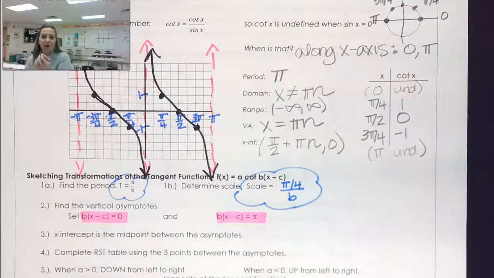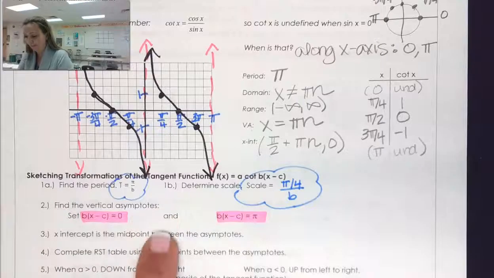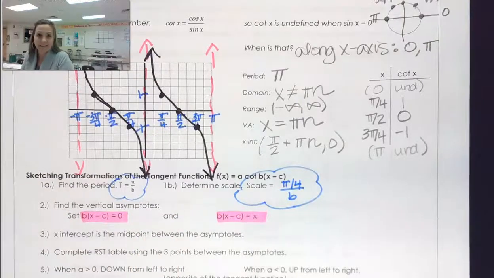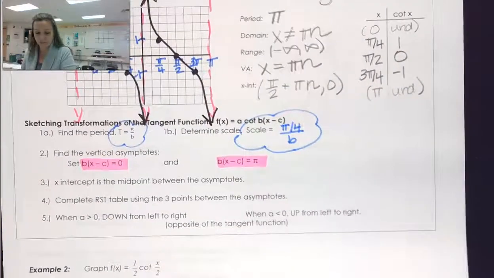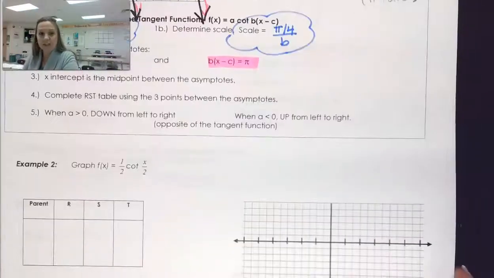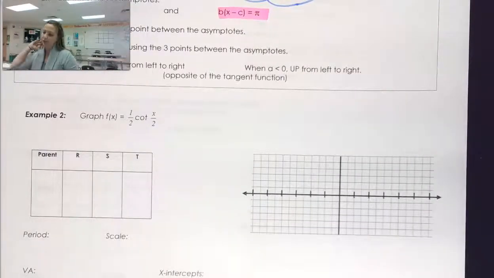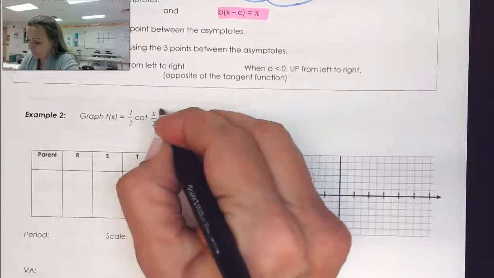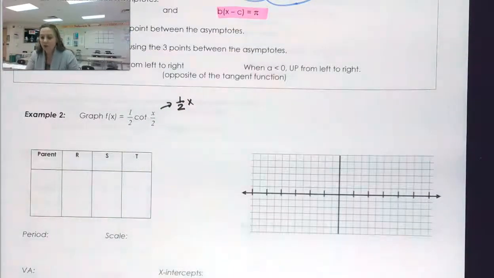We can complete the RST table, but notice that in a cotangent function, if a is positive, we go down from left to right, and when a is less than 0, it goes up from left to right. So that's opposite of the tangent function. So let's take a look and graph example 2. We want to graph f of x equals 1/2 times the cotangent of x over 2. I think you guys realize that this x over 2 is really like 1/2 x. That's right here, all right?